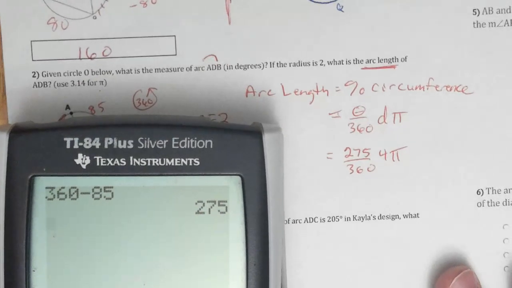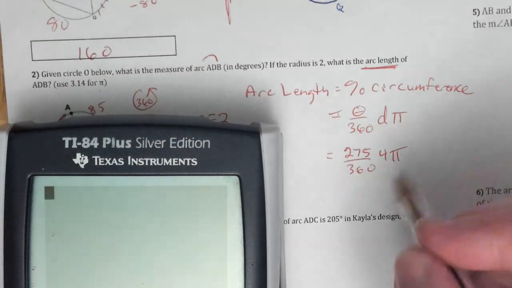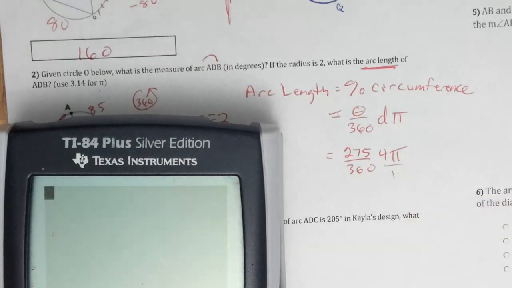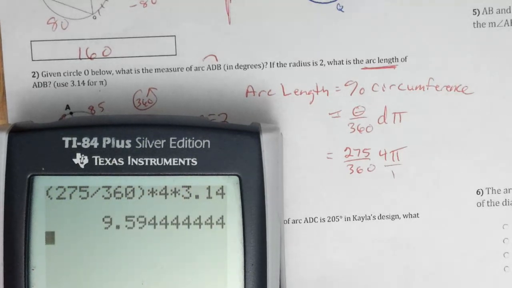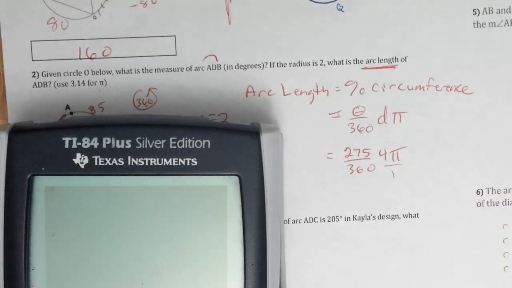All right, so let's put this all in the calculator. If we put this over 1, we'd multiply straight across, right? So 275 divided by 360 times 4 times 3.14. Here's the problem. They did not say anything about rounding. So something's up. So what we could have done is just multiply straight across.